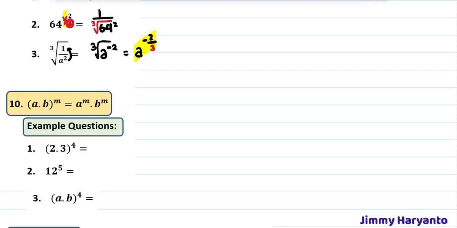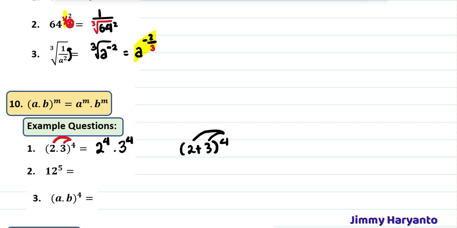Okay, next is property 10. This one is (a times b) to the power of m equals a to the power of m times b to the power of m. That means you only have to input the powers like that. But be careful, because sometimes the question gives you an addition, not multiplication, like this: (2 plus 3) to the power of 4. For addition, you cannot input the powers into the brackets like this, so be careful.